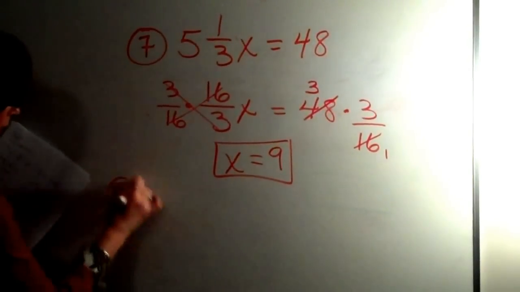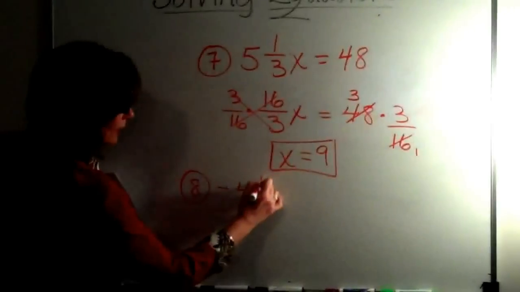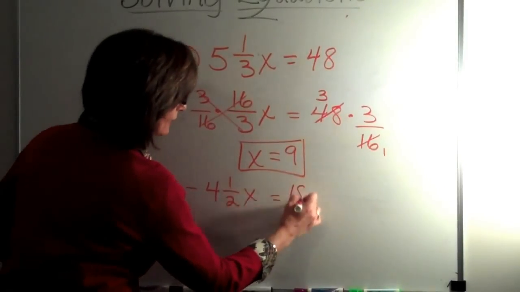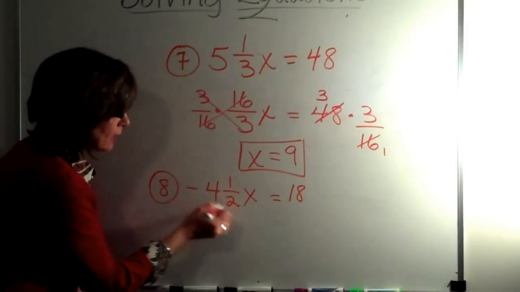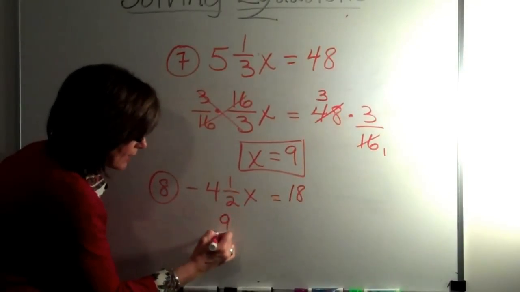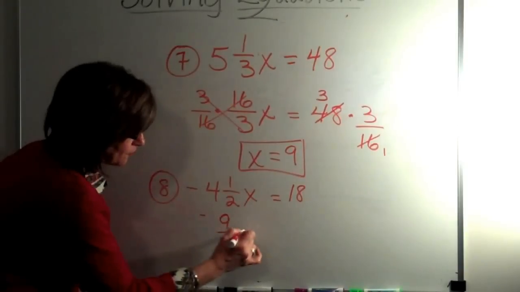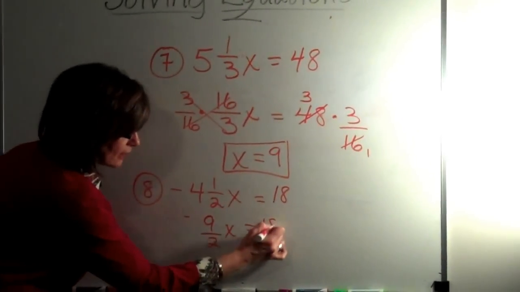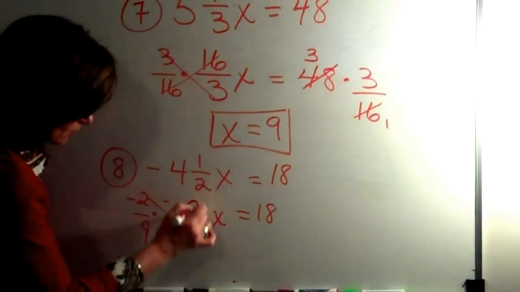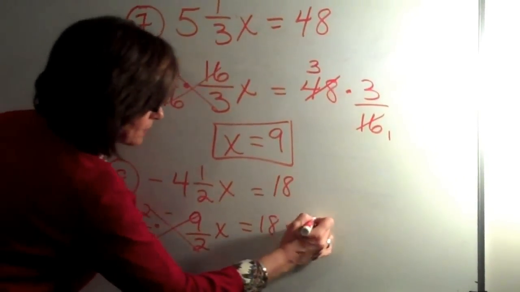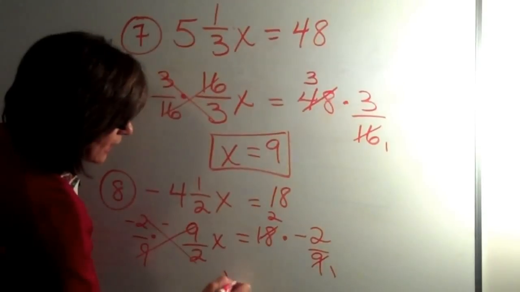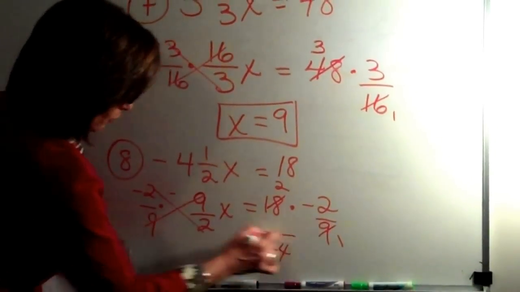Number 8, I'm giving you a negative. Negative 4 1/2 x is equal to 18. So I do my changing to an improper fraction. 4 times 2 is 8, plus 1 is 9. And that fraction is negative. X equals 18. Multiply both sides by negative 2/9. So this all cancels out. Times negative 2/9. Reduce, reduce, and x equals negative 4.